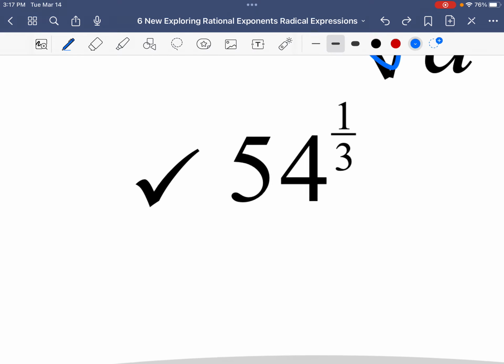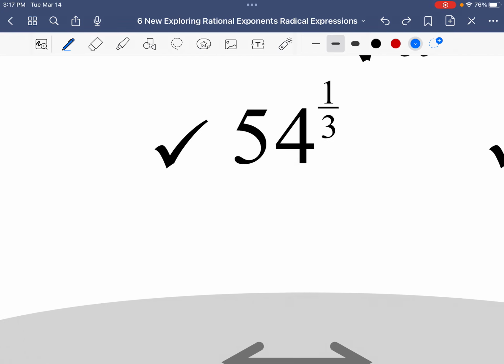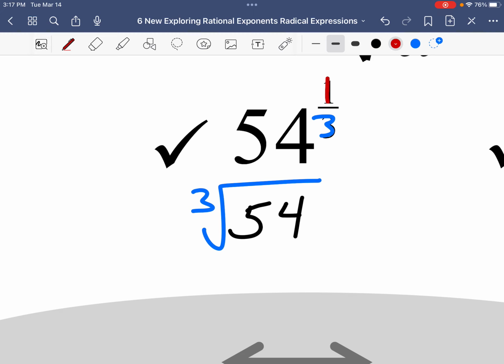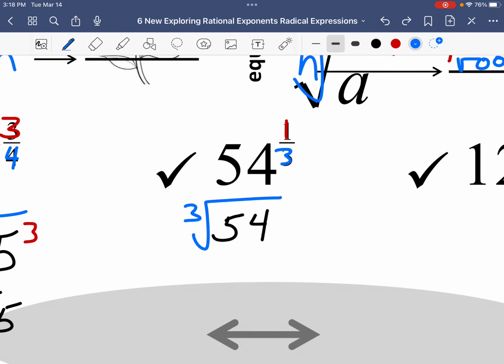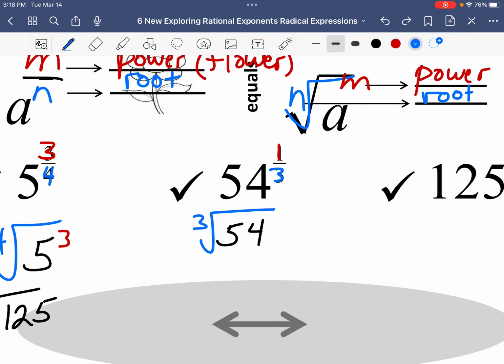Do you think you can rewrite 54 to the 1/3? Can you rewrite it? A lot of times people do the root first. It's the 3rd root of 54 to the 1st power. Yeah, you don't really need that 1st power because that's not going to change it. Can I find 3 numbers that give me 54? Not that are integers. So we're not going to worry about trying to get that on the calculator right now. It's more just realizing that you can rewrite the problem.